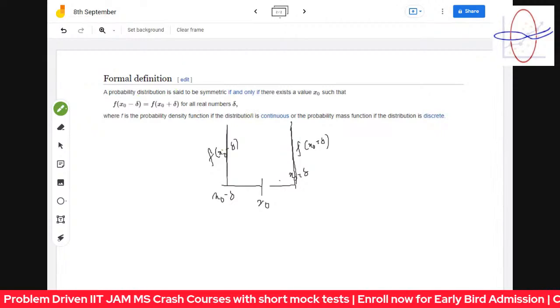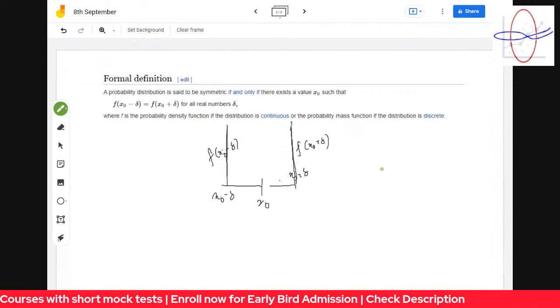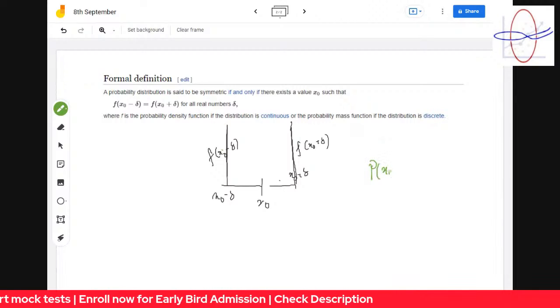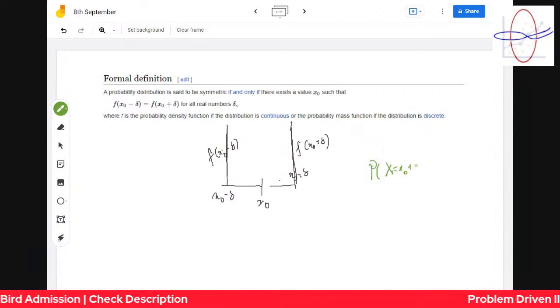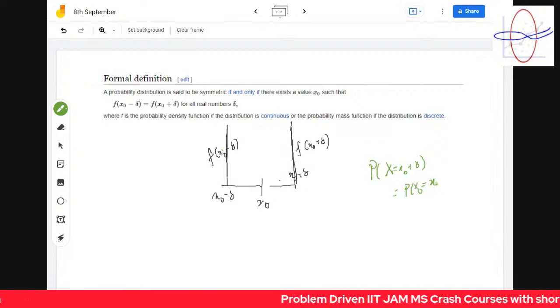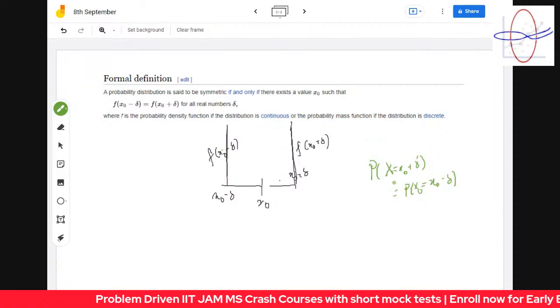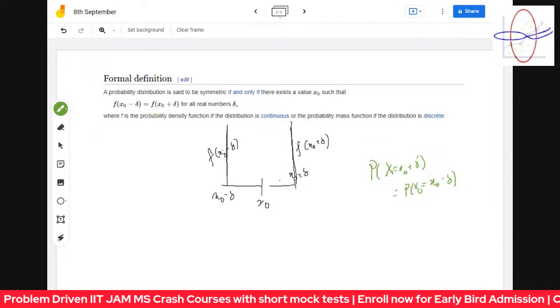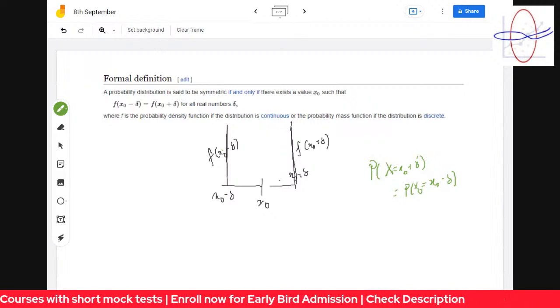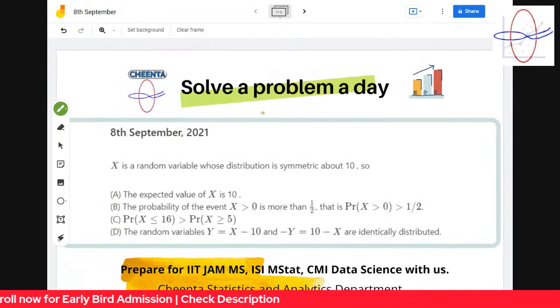In case of a probability mass function, you can do the same thing: probability that X is equal to x naught plus alpha is equal to probability that X is equal to x naught minus alpha, for some alpha. But let's just focus on continuous distributions, and I will give the discrete distributions as your homework, guys. So coming back, let's see the problem.